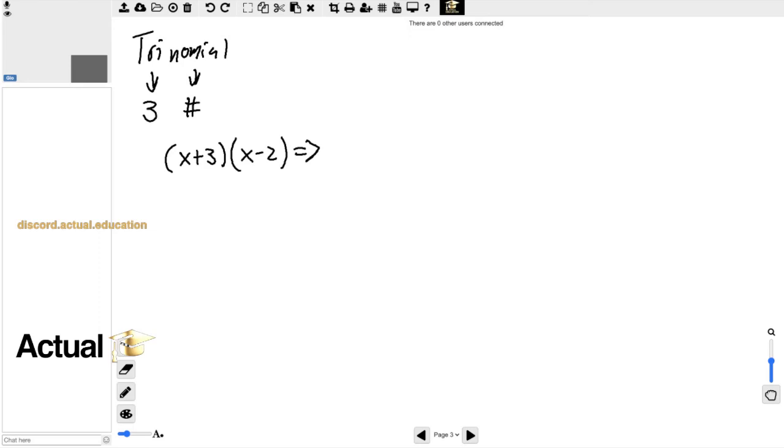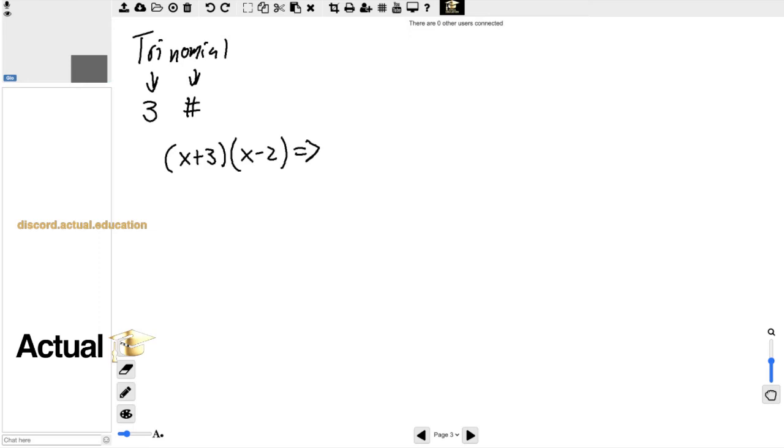One sec. Why is my webcam not working? This piece of shit. Come on. One sec. Almost. There we go.